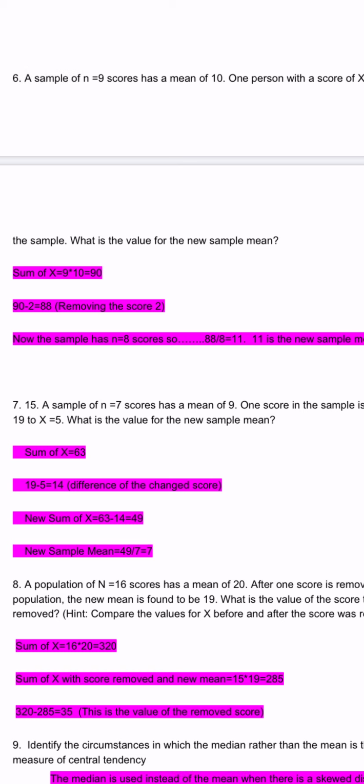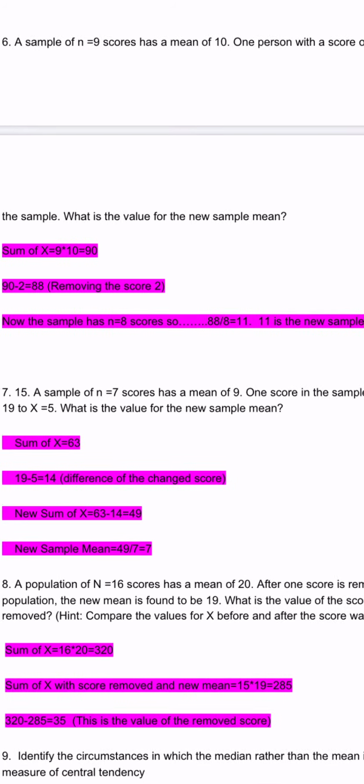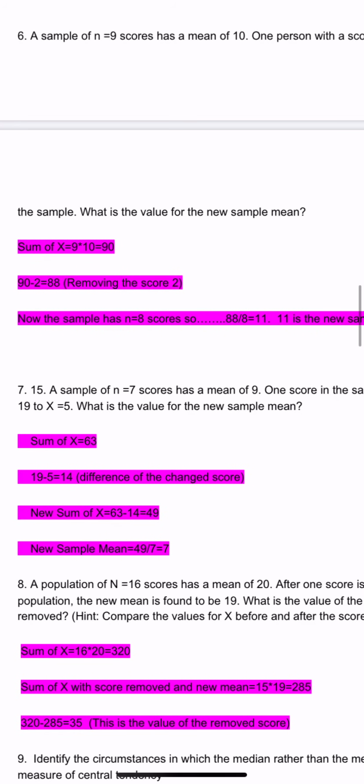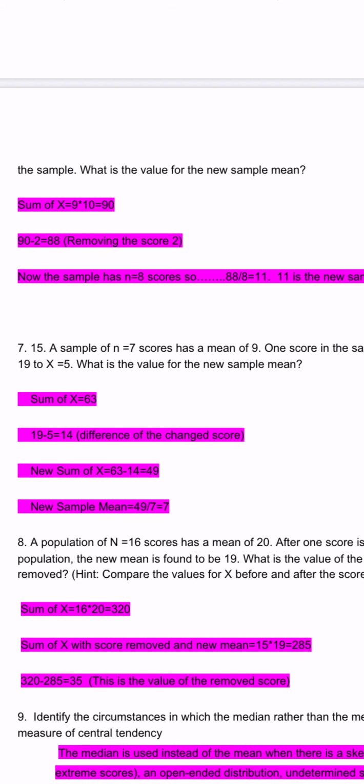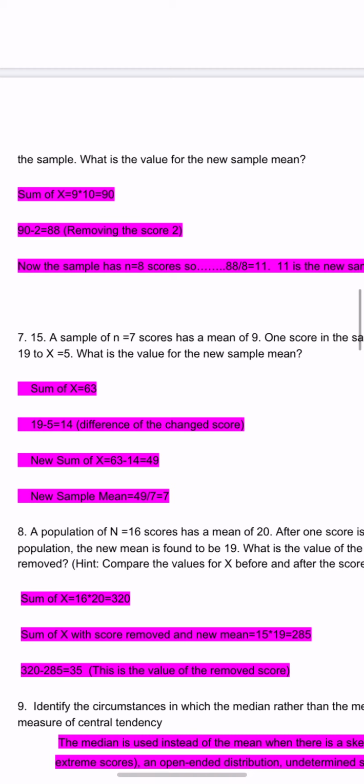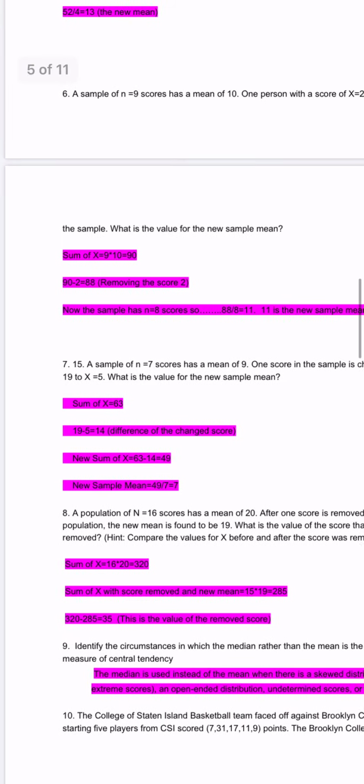Now we want to get the difference. So a score from 19 was changed to 5. So we want the difference of the changed score, which is 19 minus 5 equals 14. So now we get the new sum of x, which is 63, the original, minus 14, which is the difference of the score that was replaced. That equals 49. The new sample mean is 49 divided by 7. We did not change the n because all we did was replace a score. We did not remove a score.